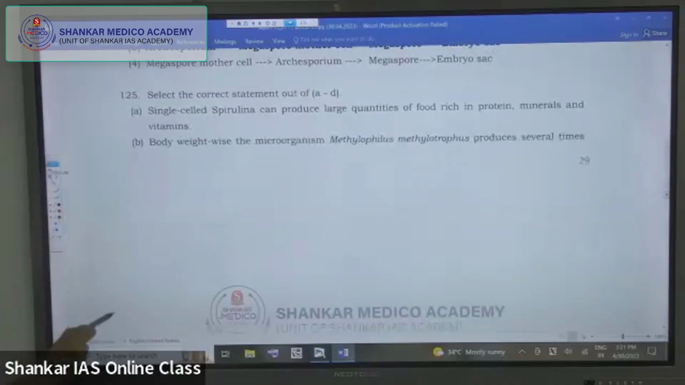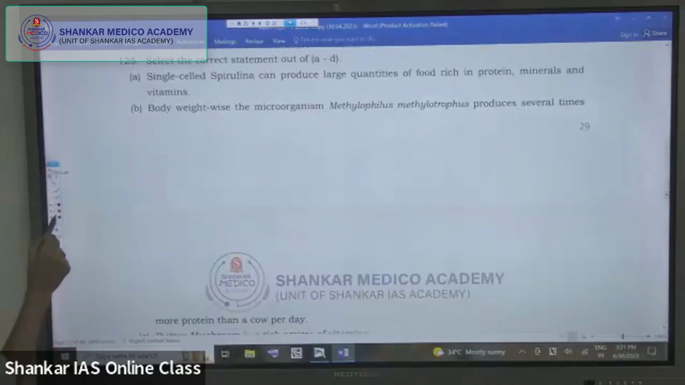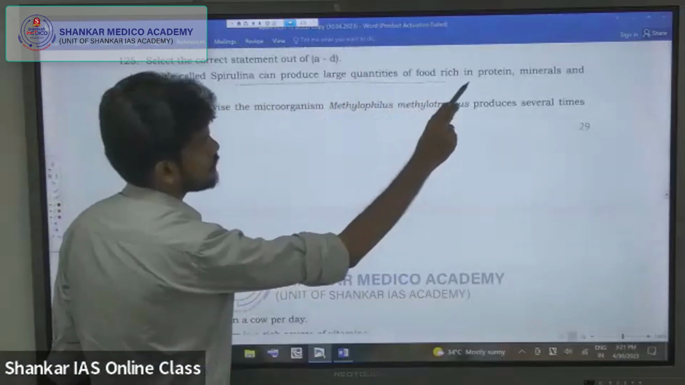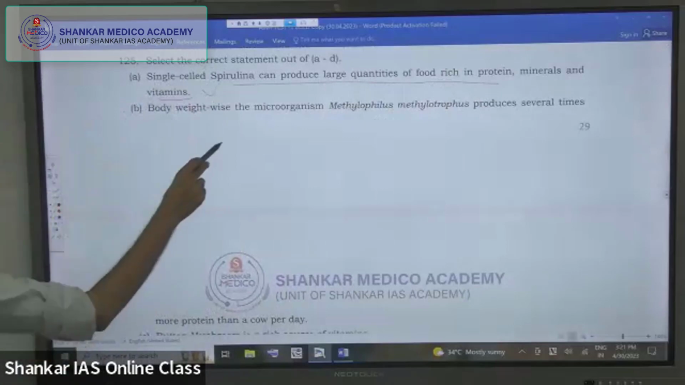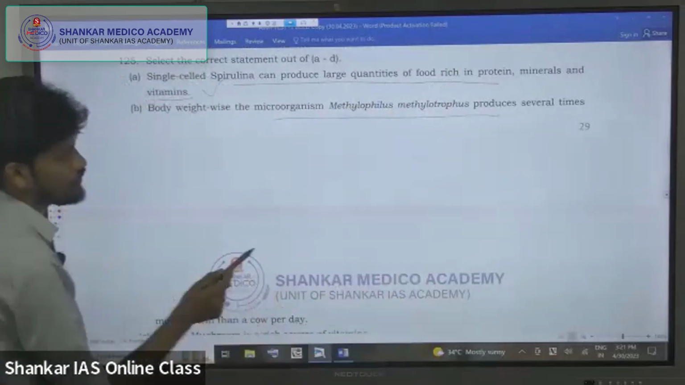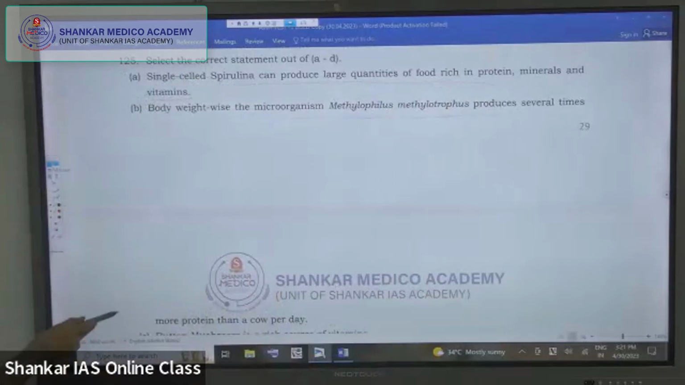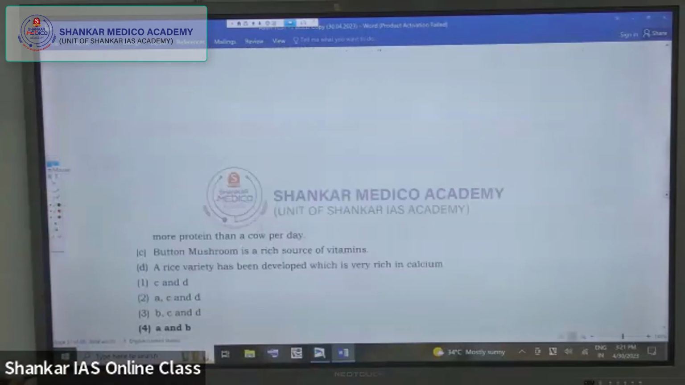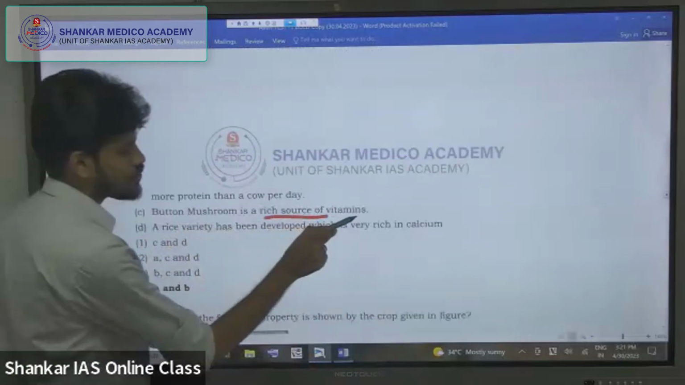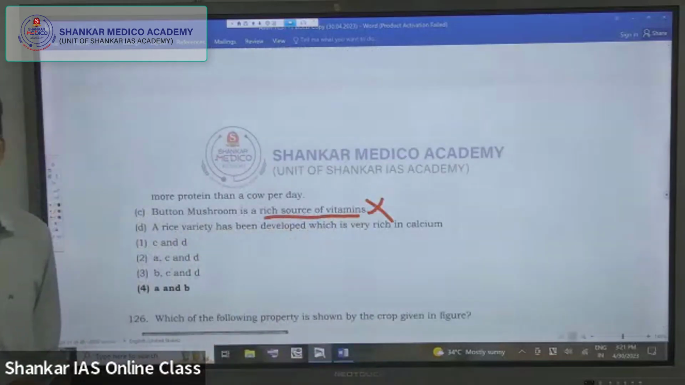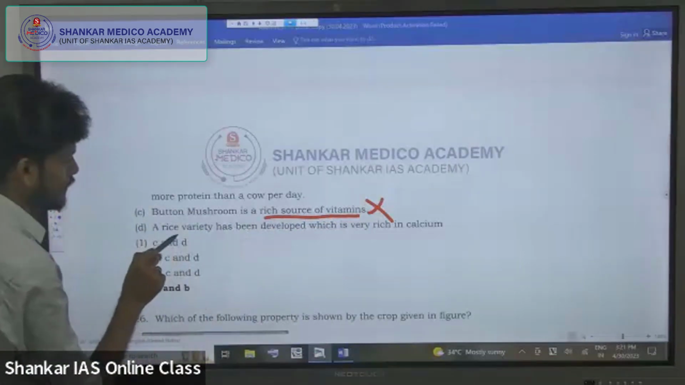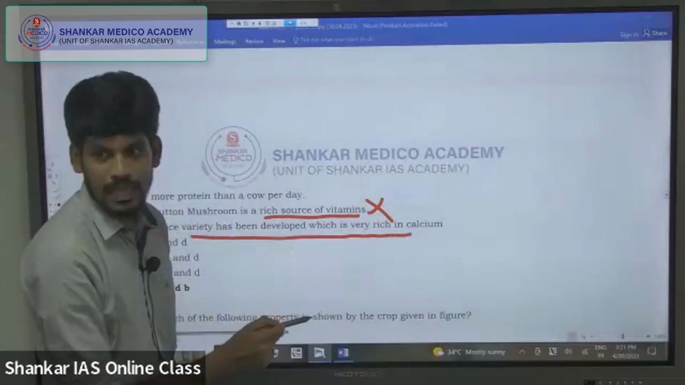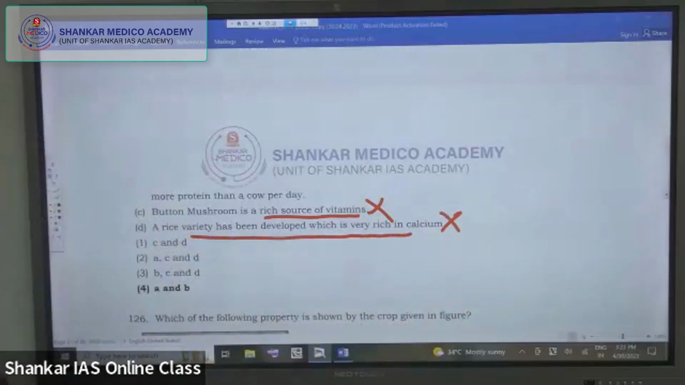Then select the correct statement from the given statements. Single cell Spirulina can produce large quantities of food rich in protein, minerals, and vitamins. This is correct. Microorganisms like Methylophilus methylotrophus produce many times more protein than a cow per day. That is also correct. Button mushroom is the richest source of vitamin, not protein. Rice variety is rich in iron. So these two will be wrong. The first two will be the correct answer. So A and B are the correct statements.